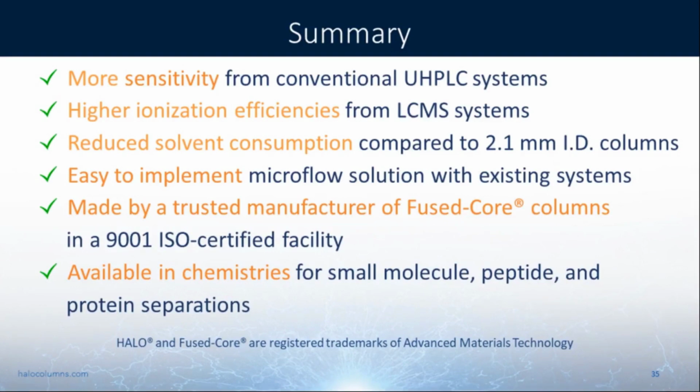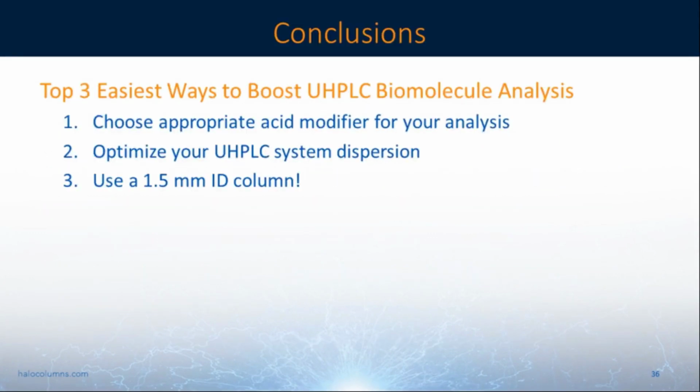So for the summary of this section, I've shown more sensitivity from conventional UHPLC systems, higher ionization efficiencies from LCMS systems, reduced solvent consumption compared to 2.1 millimeter ID columns, and that's important for those trying to reduce their chemical footprint, an easy to implement microflow solution with existing systems. They're made by a trusted manufacturer of U-score columns in a 9001 ISO certified facility, and they're available in chemistries for small molecule, peptide, and protein separations.